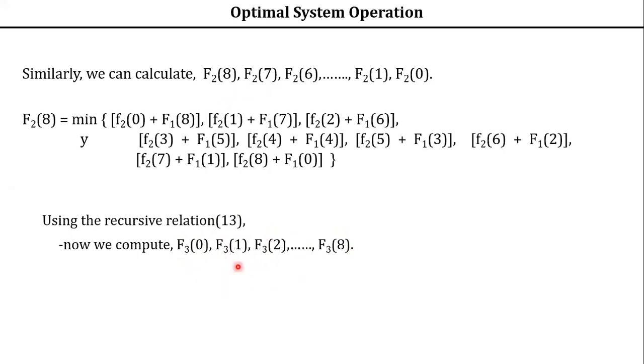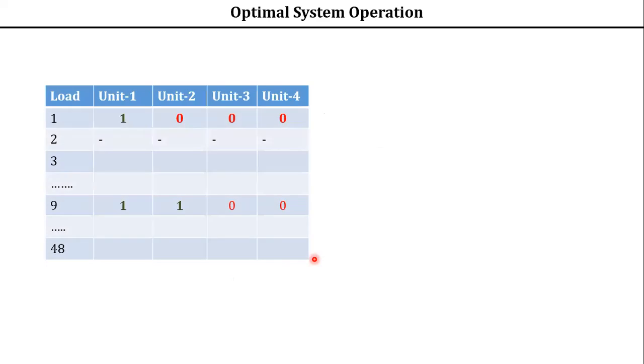Using the recursive relation, you find out F3. Next, same thing using that one: F4 of 0, F4 of 1, like that, etc. You can find these out using the same recursive relations. After finding these, prepare a table. Prepare a table.